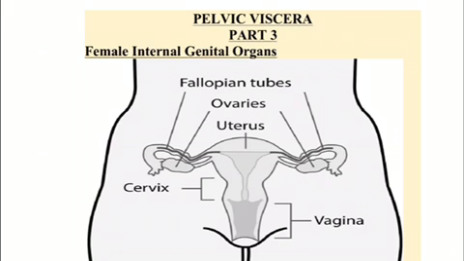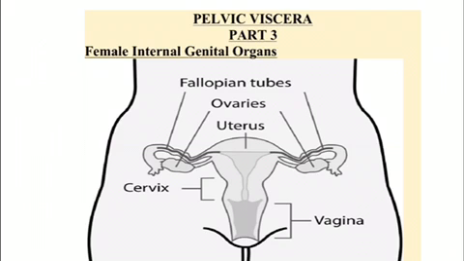The topic is pelvic viscera, part 3. I'm going to be talking about the female internal genital organs in the pelvic cavity. Right here is an illustration of the female internal genital organs in the pelvic cavity. You can see the vagina there. Take a close look. You see the vagina, the uterus, the uterine tubes, and the ovaries.